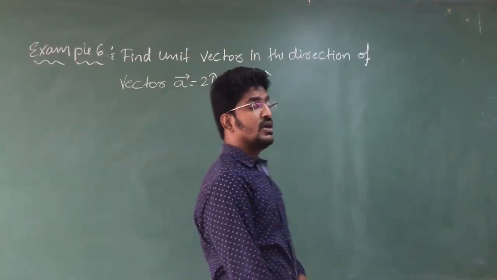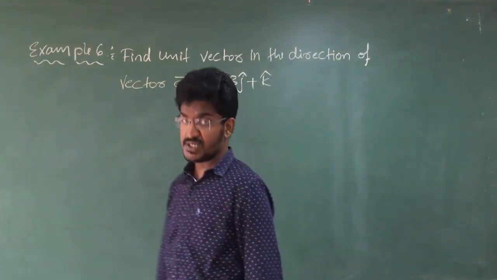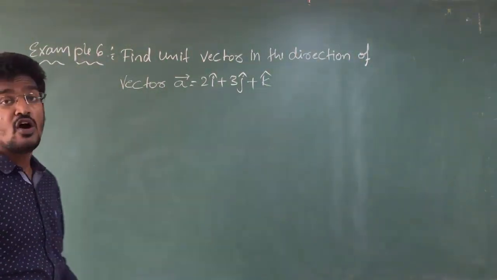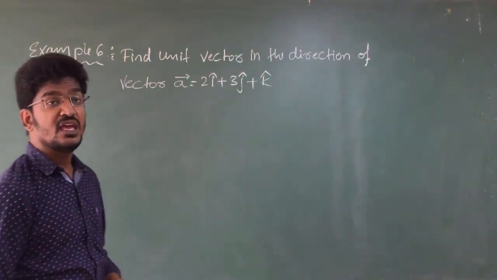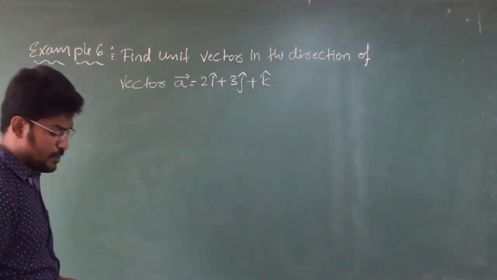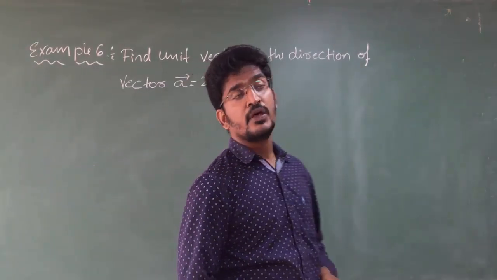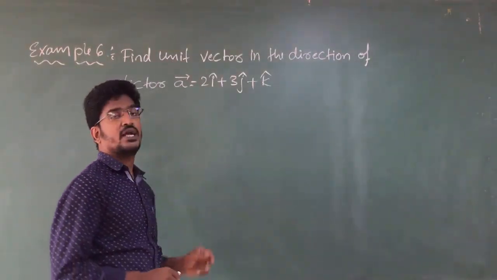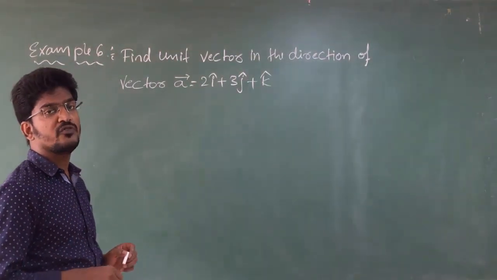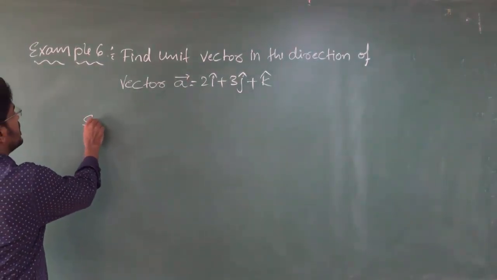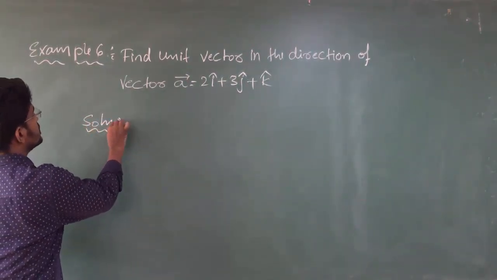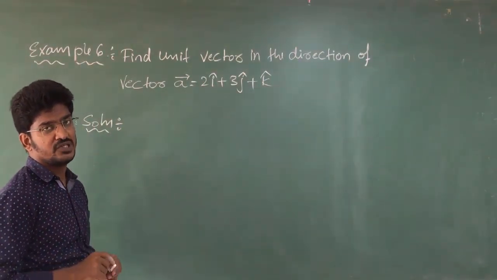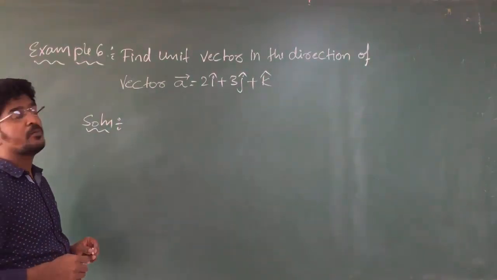Okay students, let us solve the sixth question. What is the sixth question? Find the unit vector in the direction of vector A equal to 2i cap plus 3j cap plus k cap. Okay, no problem. Here they are asking for the unit vector in the direction of this given vector. Here you must know the formula of the unit vector. For that reason, please see the previous videos carefully where I have explained the unit vector definition. Okay, if you don't remember, no problem.